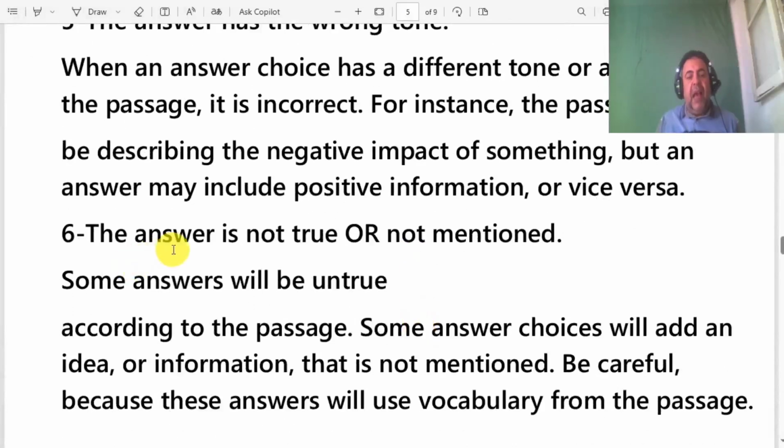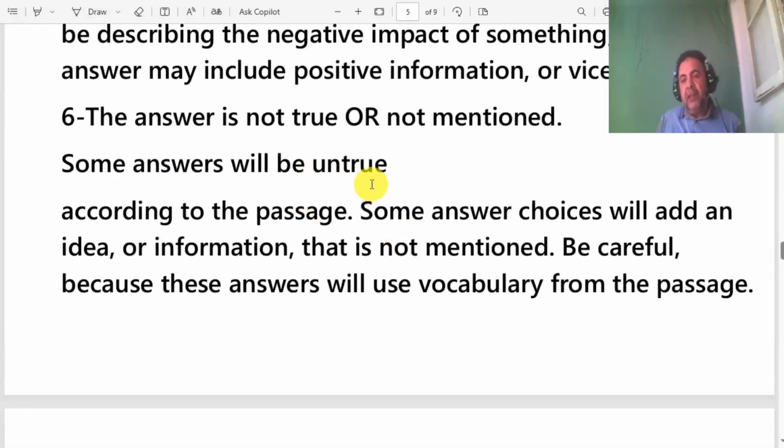Number 6. The answer is not true or not mentioned. Some answers will be untrue because they are not mentioned exactly. They are completely not mentioned in the passage or the paragraph. According to the passage, some answer choices will add an idea or information that is not mentioned. So be careful, because this answer will use vocabulary from the passage. As I said before, it is a repeated point here, because he will use the same vocabulary from the passage but with another idea that doesn't relate to the topic.